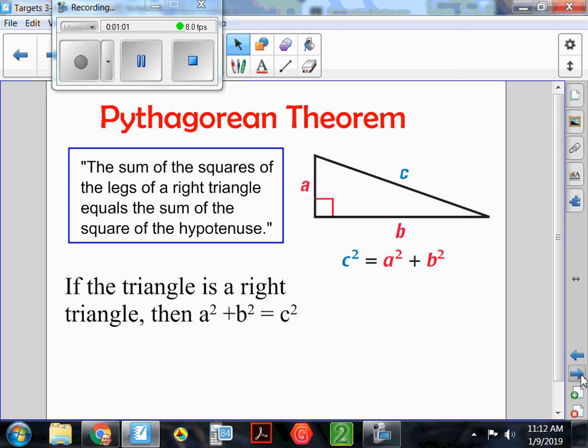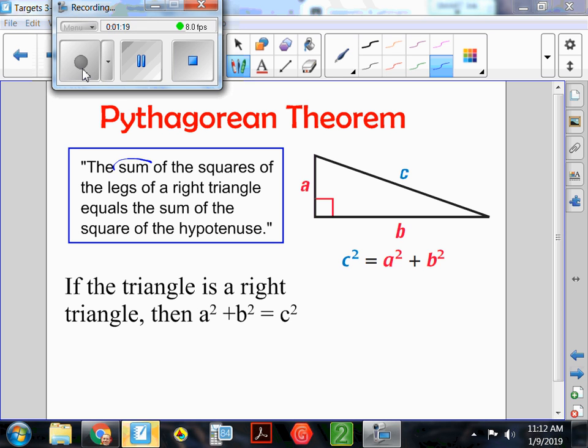The Pythagorean theorem states what's in this blue box. This is the technical definition. The sum of the squares of the legs of a right triangle equals the square of the hypotenuse. Well, sum means addition. So the sum of the squares of the legs: if I take the leg values and I square them and I add them together, that's going to equal the hypotenuse squared.